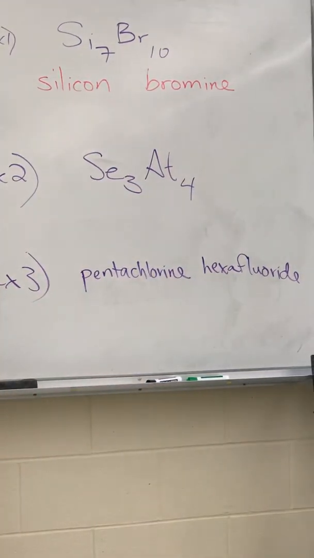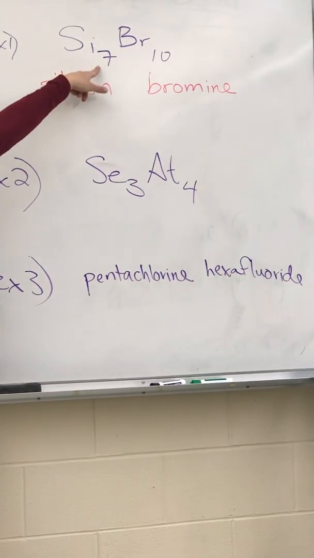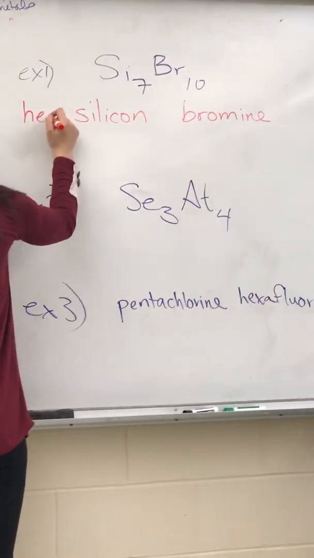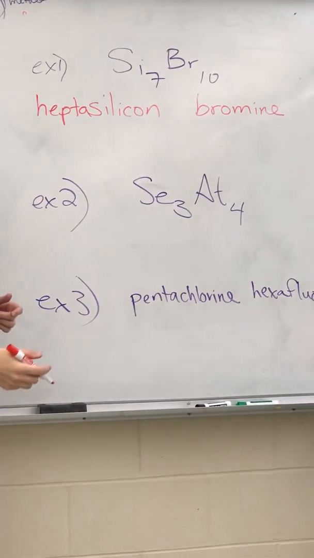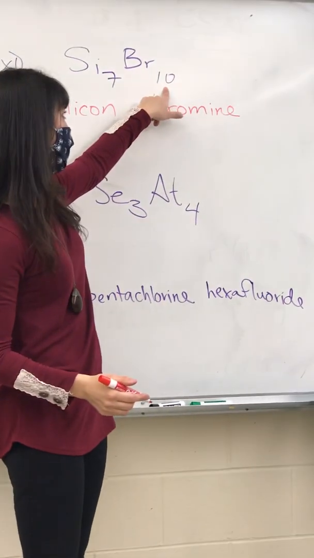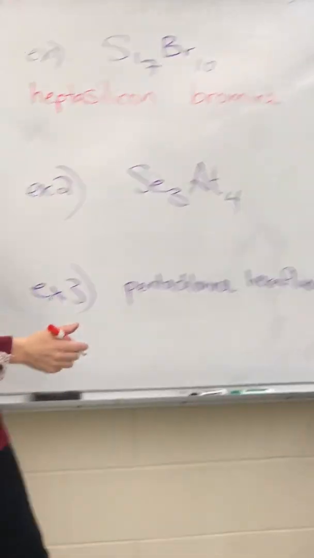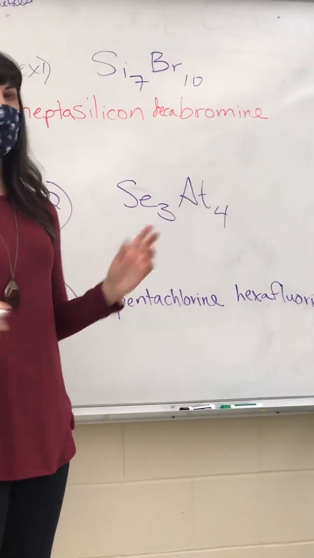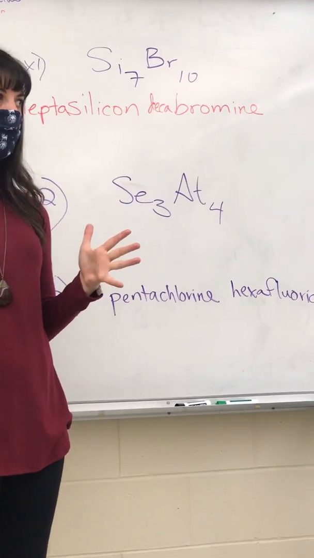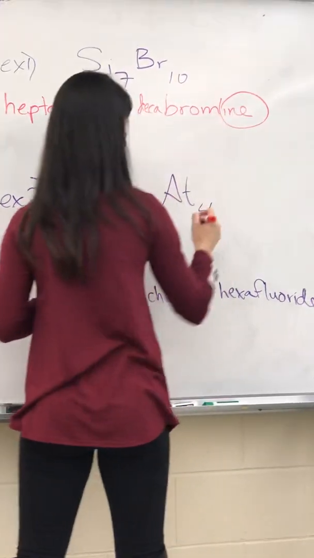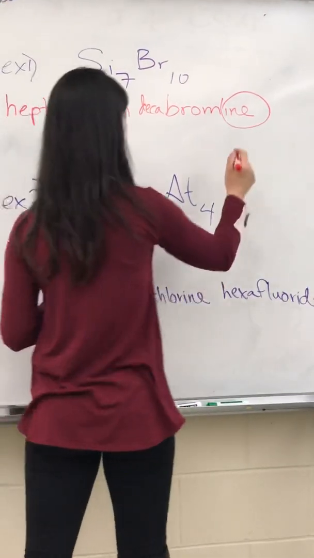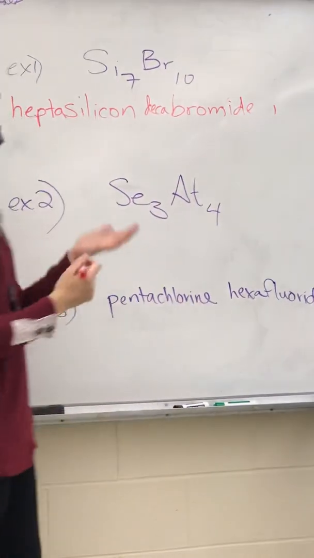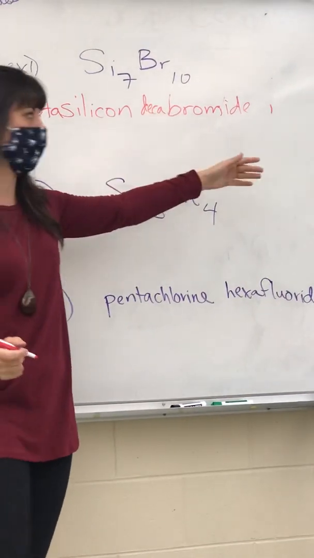Now let's make our changes to it that we need. What is 7? Hepta. So this is called heptasilicon. And then we have a 10. 10 is how many? Deca. One more change: we need to chop off the I and E and add IDE. So this one would be heptasilicon decabromide.